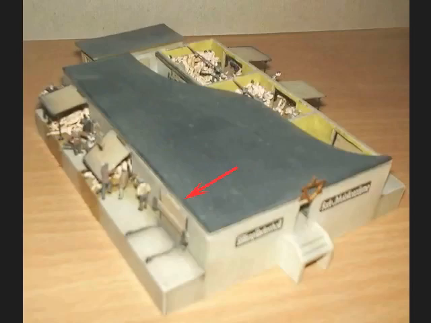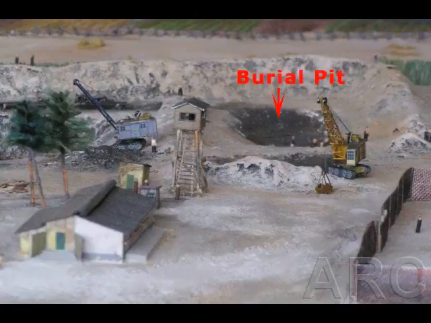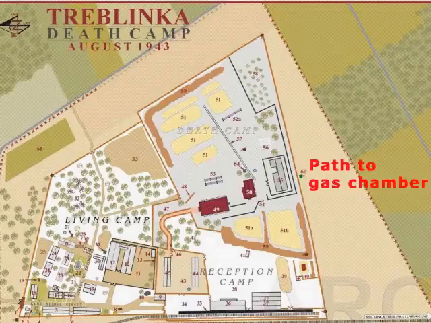Here is one of the doors still closed. Notice the wood plank holding it shut. This one is just being opened and you can barely see the bodies spilling out, and this one is completely open. The bodies were then taken out and thrown into large pits and covered over with dirt when the pits were full. Let's look at a map rather than a model for a moment.